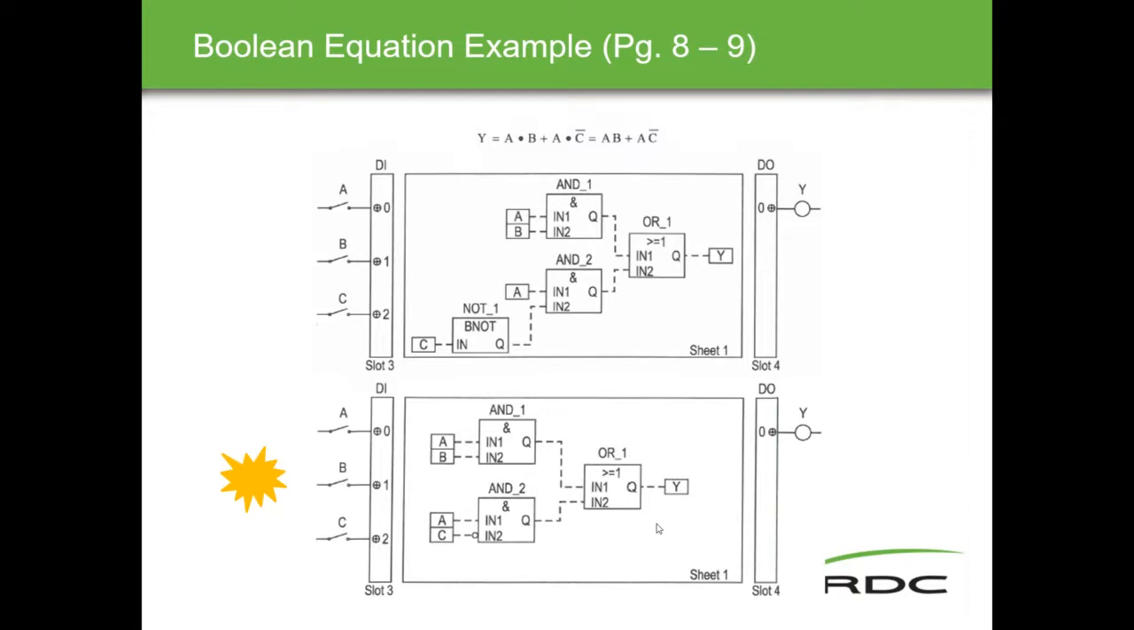I'll let someone else go. Yeah. Okay. We did it his way. We closed A and B, which fulfilled the AND one and turned the AND one Q into a one, which went to the input one of the OR block. And in an OR block, only one of the two has to be true. So that turned on Y. We open the switches again. There's another way to turn on Y. Someone tell me what that is.